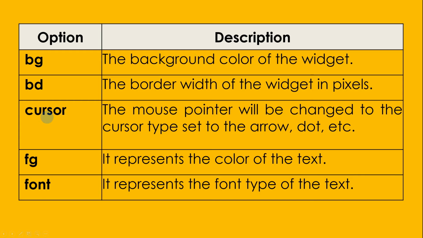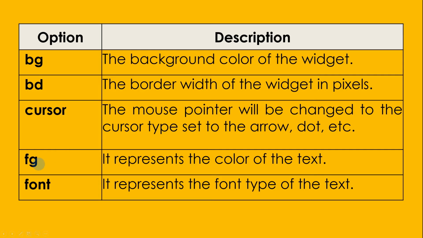Then next we have the cursor. Okay, the cursor is used to change the pointer when you hover or point the widget. Okay, so you can set the cursor into arrow. That is the default. We have dot and others. Okay, so basically we're not going to try it on our code because you cannot view it, but you can try it on your own.